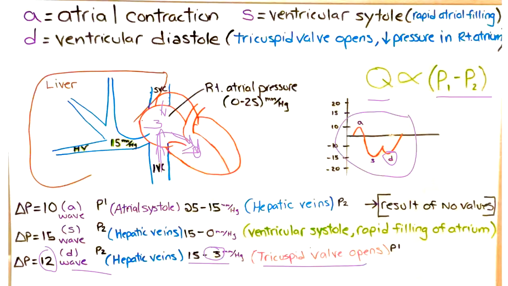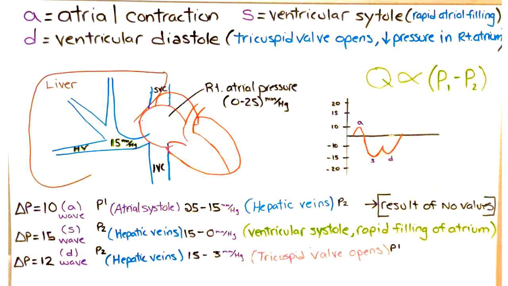So we have the small A wave from atrial contraction, and the fact that there are no valves to stop that from reversing. Then we have the S wave during ventricular systole, which corresponds to the rapid filling phase of the atrium when the pressure drops back down to 0 in the atrium. As that pressure starts to build up and the ventricle now relaxes, the ventricular pressure is 0, right? And the atrium was starting to fill. So we have both atrium and ventricle filling at the same time, resulting in our D wave.